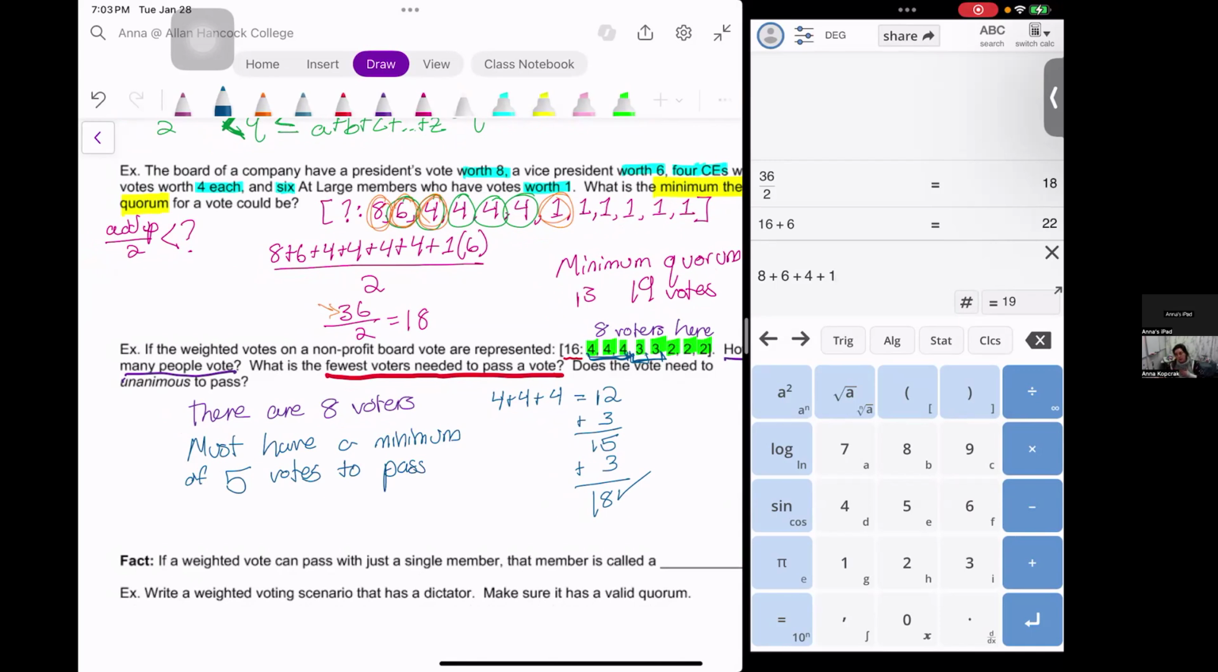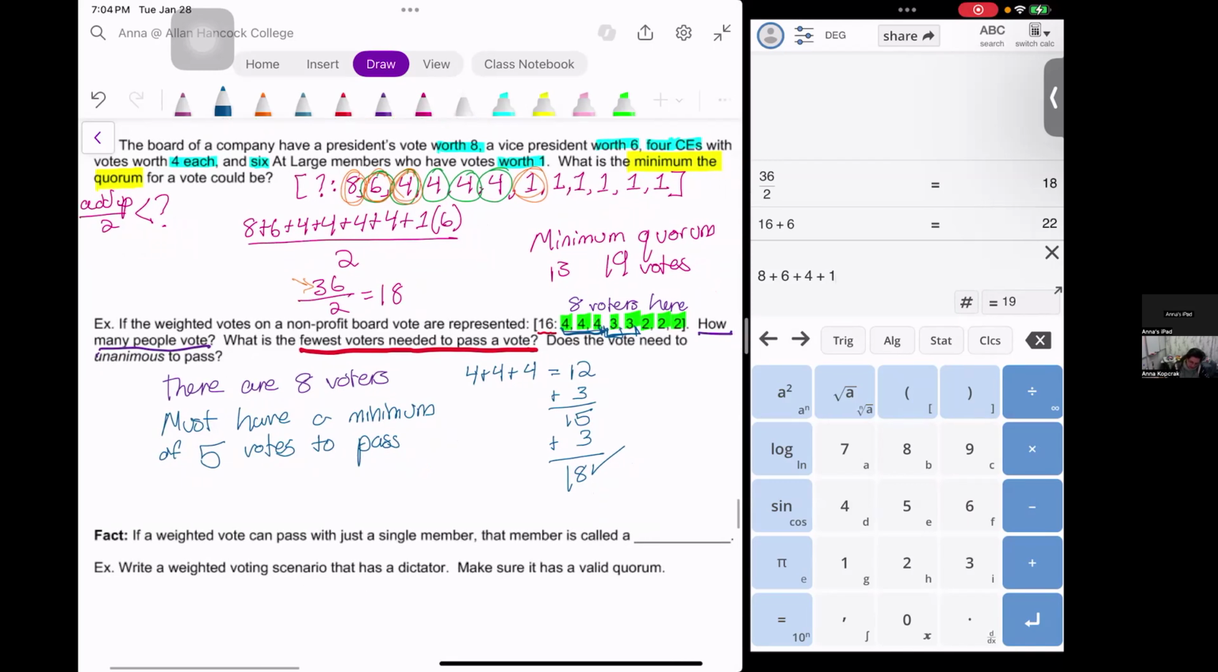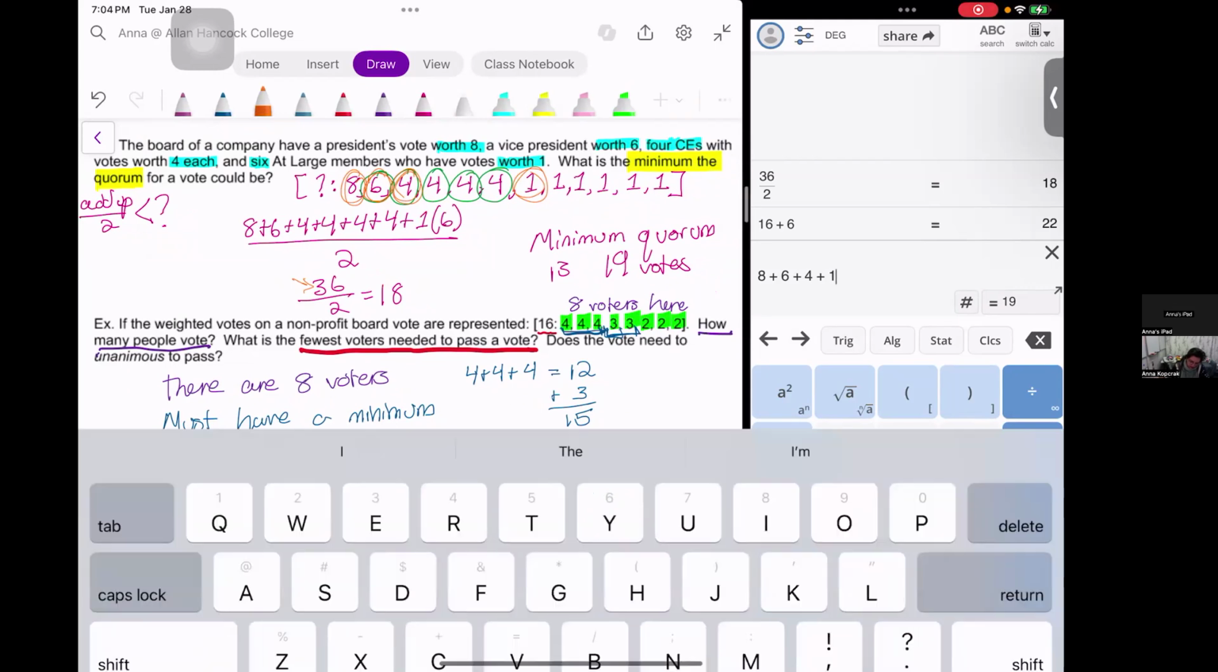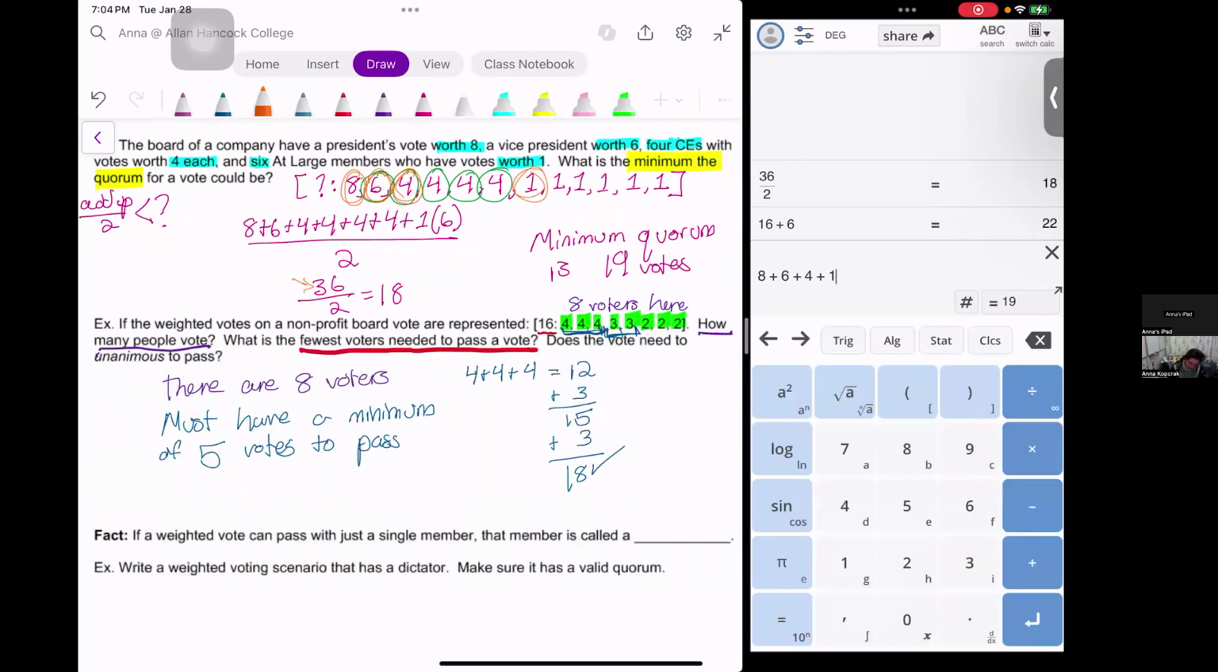Technically, to pass the quorum, right? Or to pass the resolution or to pass the motion. Okay. Now, does it need to be unanimous? I don't know if you remember unanimous. Unanimous means everybody. Unanimous means all of them. And we can see from the previous question that we could do it with the 4s and the 3s alone. The 3 2s that are still left, those 3 individuals are not needed to pass the vote.